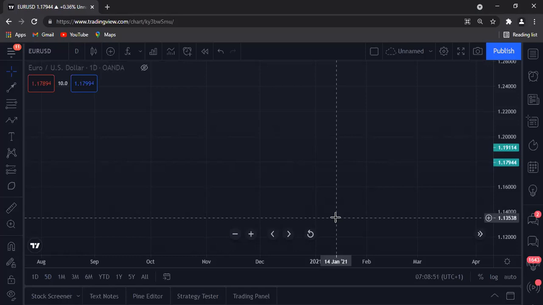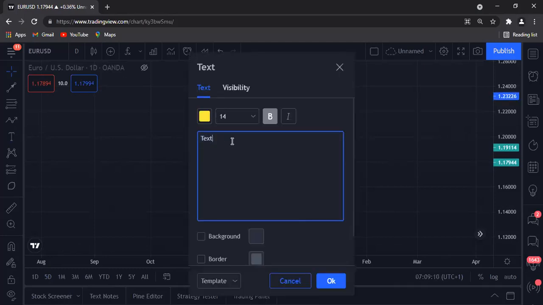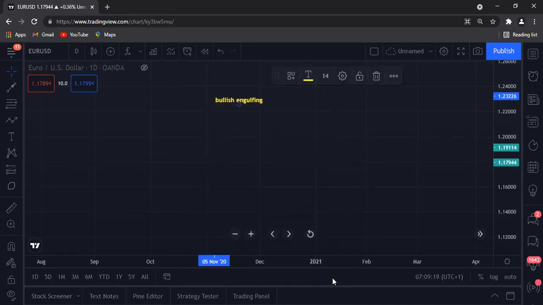So the first candle we're looking at is the bullish engulfing candle. Bullish engulfing candle. Bullish engulfing. Okay. This is how the bullish engulfing works.